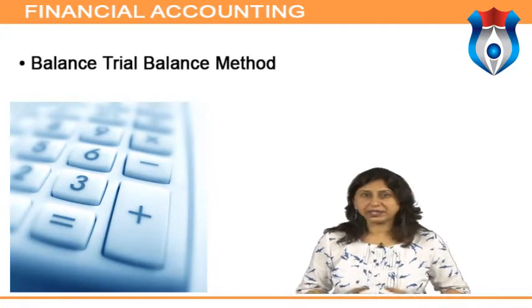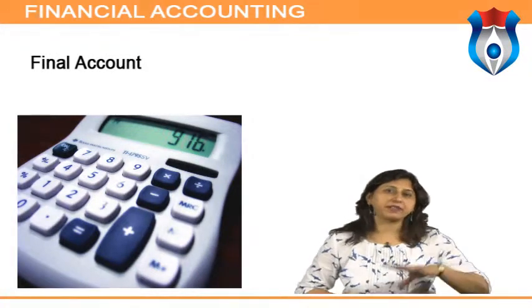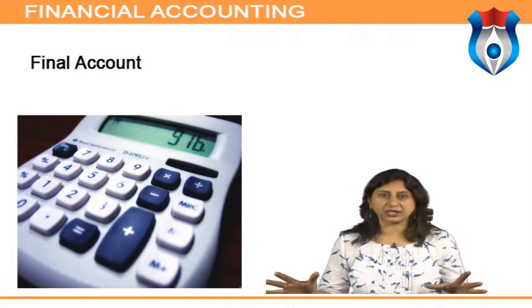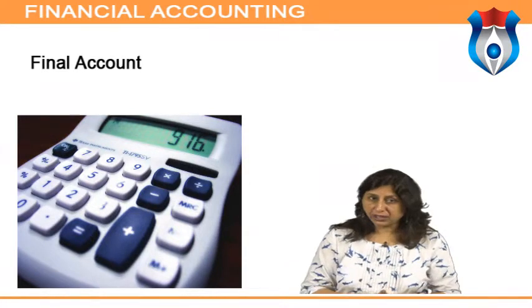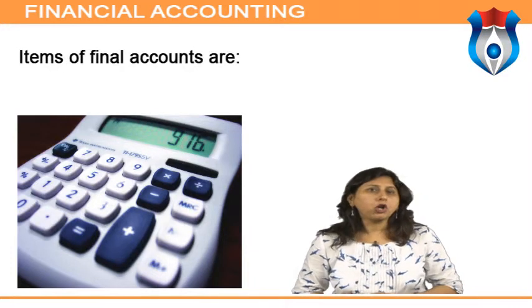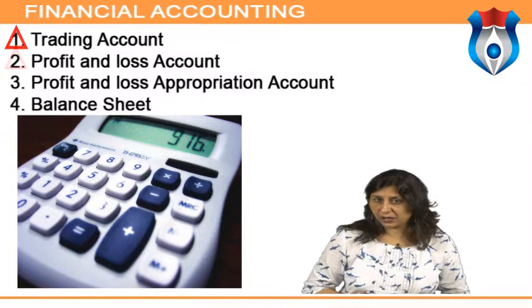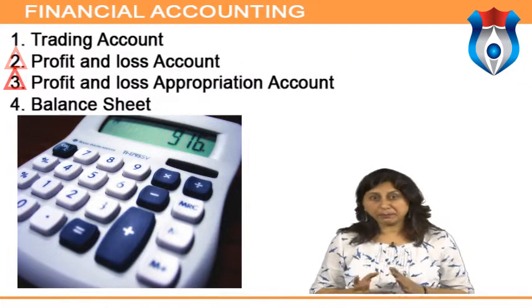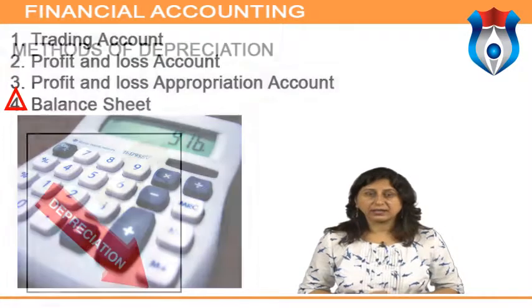Final account is the combination of income statement and balance sheet. The final account is prepared at the end of every year, which may be a calendar year or otherwise. Normally, final account includes the following items: trading account, profit and loss account, profit and loss appropriation account, balance sheet.